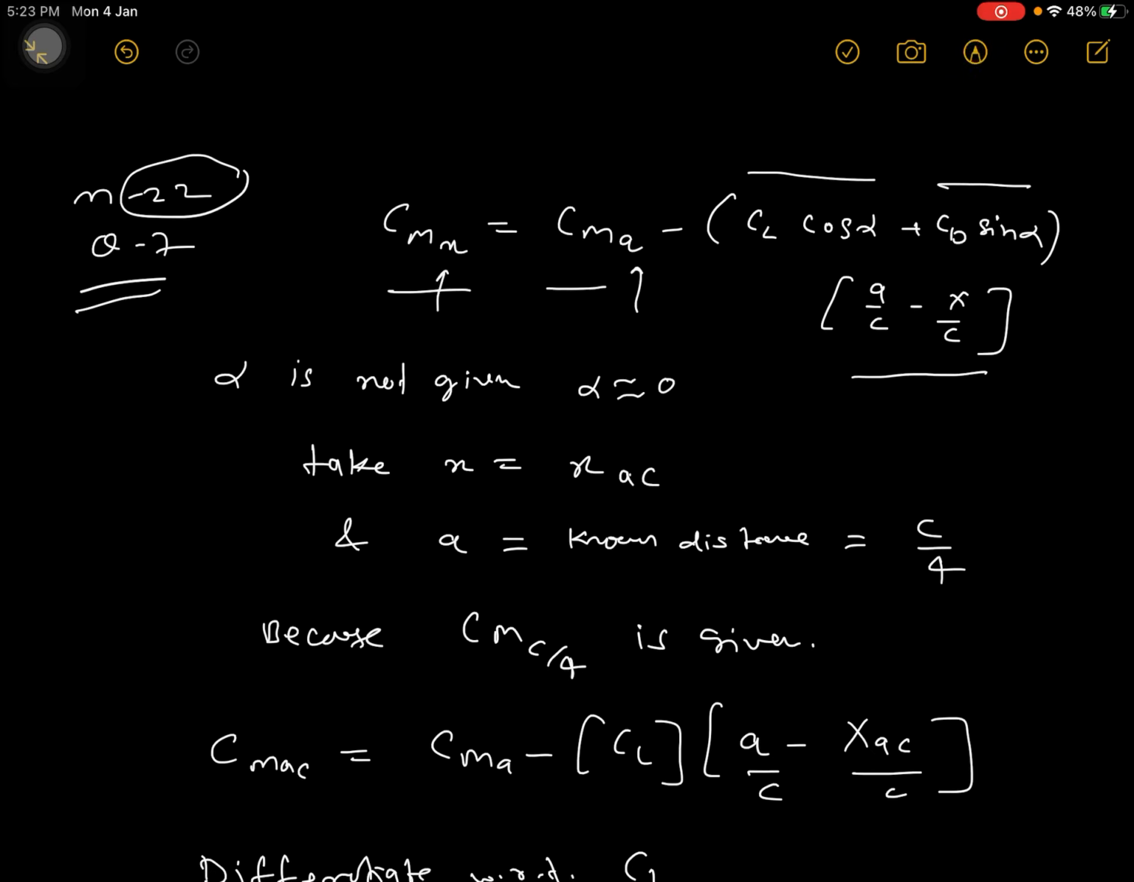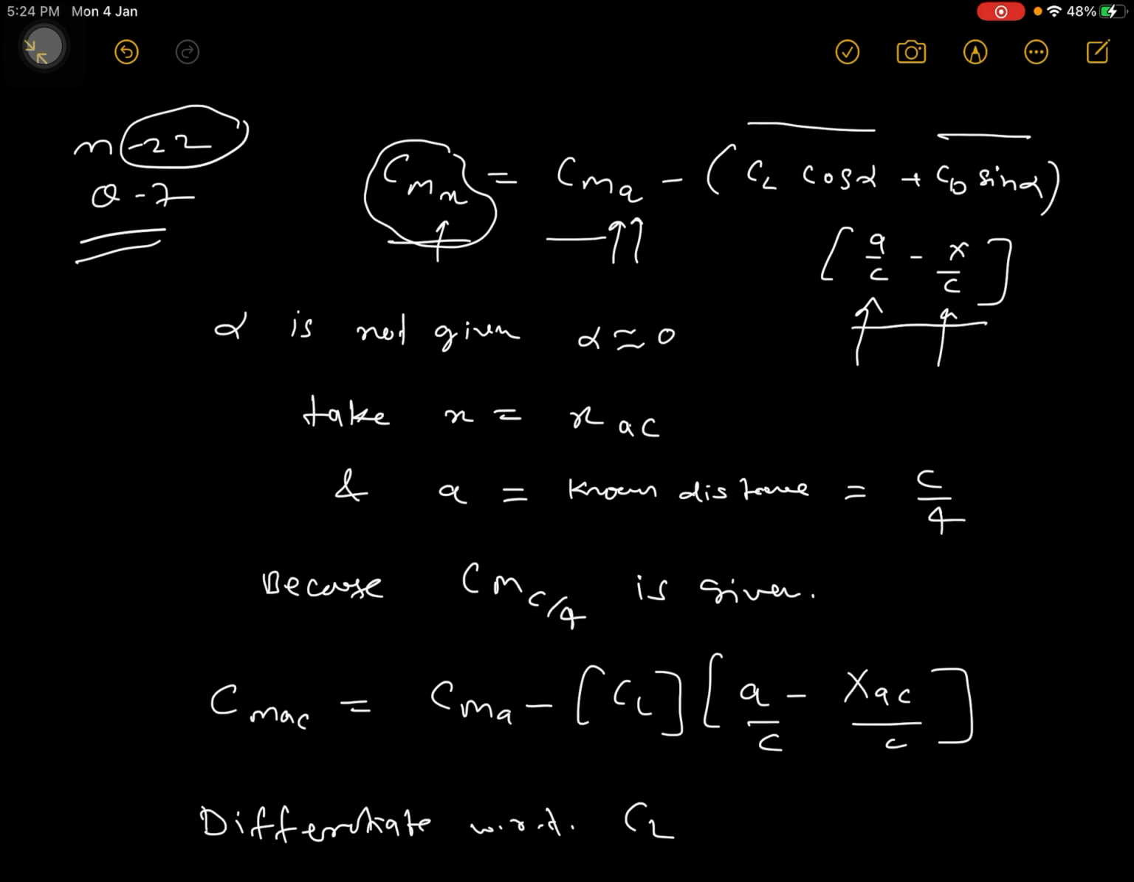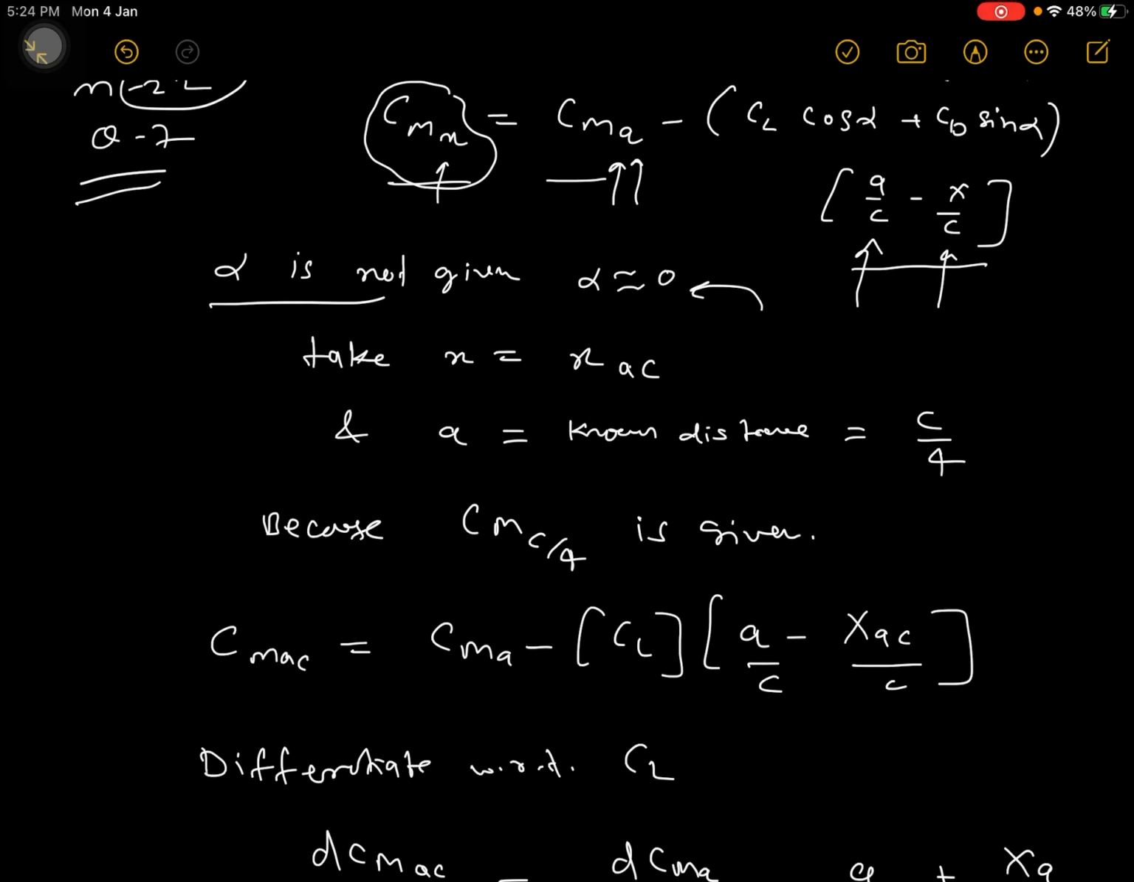So we can consider A as a known point and X as any unknown point. In that case, this A distance will be a known distance, this X distance will be an unknown distance, and Cmx will be that unknown coefficient of moment, and the CMA will be the known coefficient of moment. So we can use any two values to connect through this equation. Because alpha is not given, you substitute alpha equal to 0, and because this is a general equation, we can convert it in terms of aerodynamic center, center of pressure, and so on.